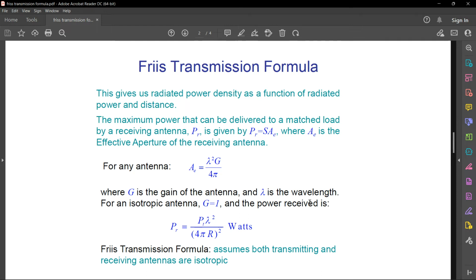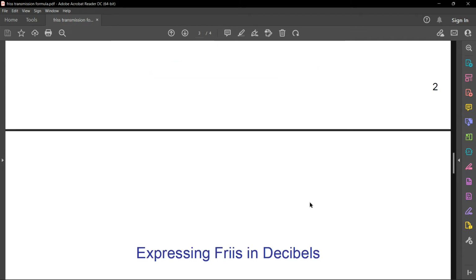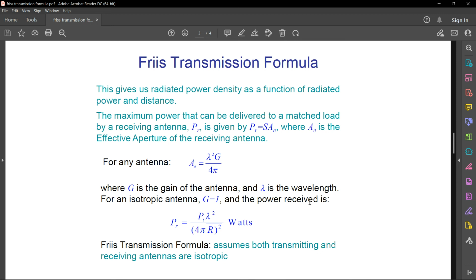So the power received is taken as Pr, where gain is power received by power transmitted, so Pr by Pt, and to get the power received, Pr is equal to Pt into lambda square divided by 4 pi r the whole square. So we are just applying it over here. So Pr is equal to Pt into lambda square divided by 4 pi r the whole square watts. And the Friis transmission formula assumes both transmitting and receiving antennas are isotropic, and so we are having this Pr by Pt as what we have in the ideal case itself. Whenever we go for a non-isotropic medium, we have to consider all the losses in the free space.